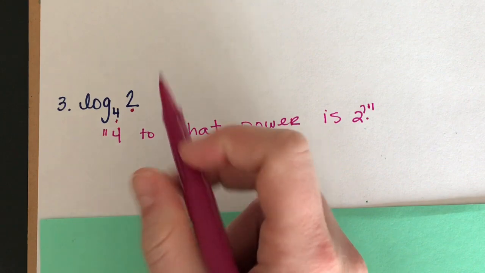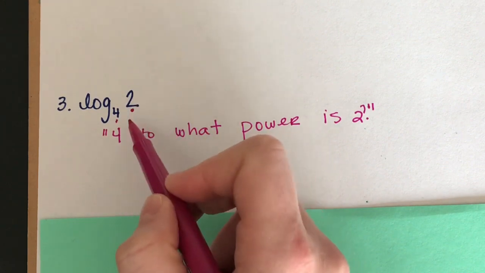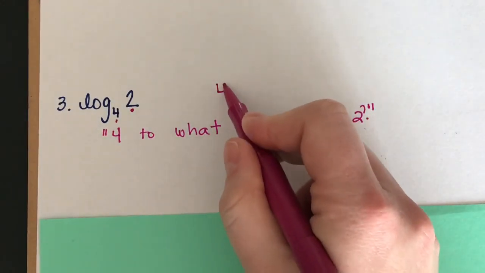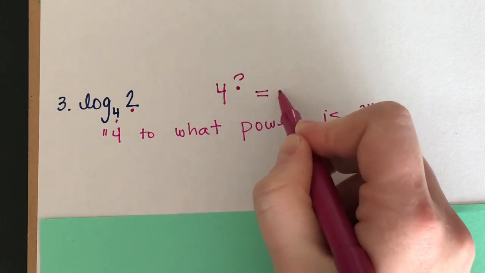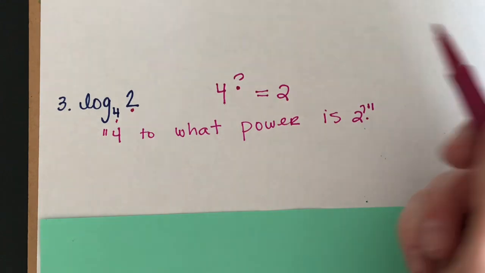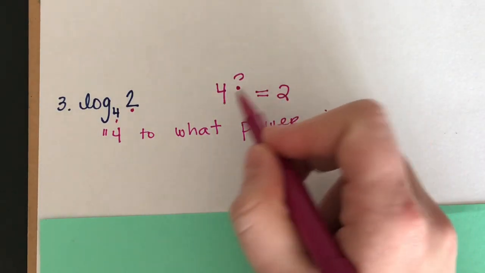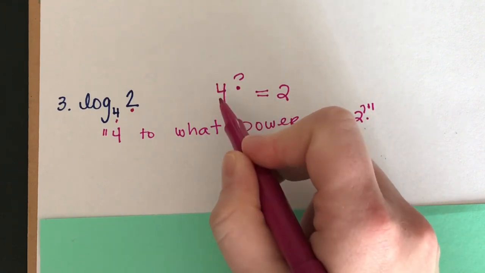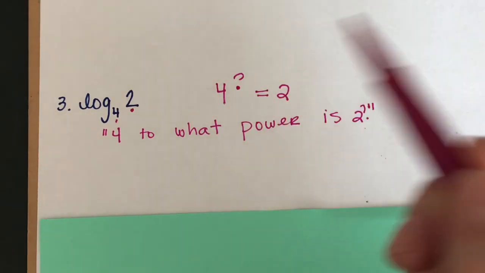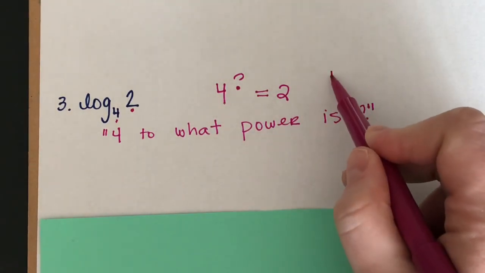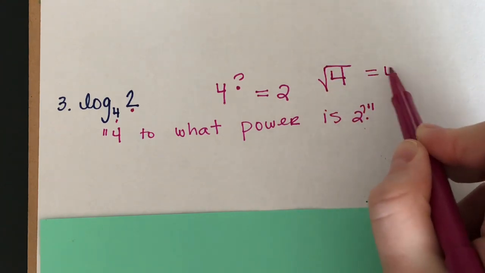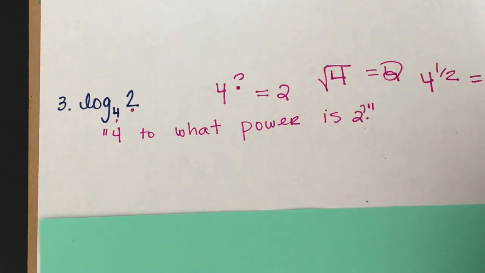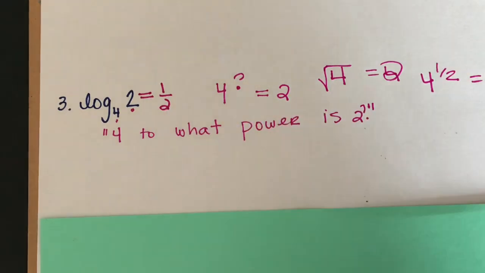Now, four to what power is 2? So 4 to what power is 2? Well, the only way for me to get to a smaller number is by thinking about roots and cube roots and square roots. Well, it's the square root of 4 that equals 2. And so then it's 4 to the 1/2 that equals 2. So in this case, the answer is 1/2.